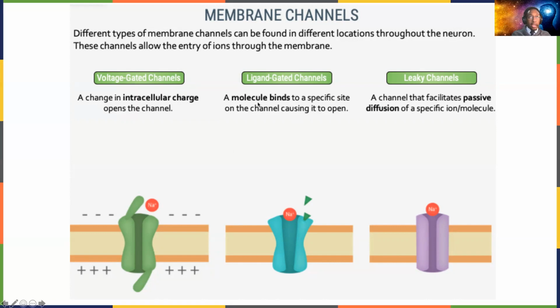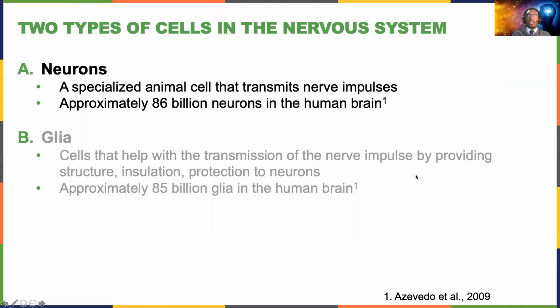And then there are ligand-gated channels, which don't depend on any voltage. They just depend on the binding of a particular chemical to allow them to open. And then there are leaky channels, which just operate via diffusion. They are always open and let specific ions or molecules go in and out. Hopefully that's a review for most individuals. Those are some important concepts. Feel free to ask me questions if you have any difficulties with any of those concepts.